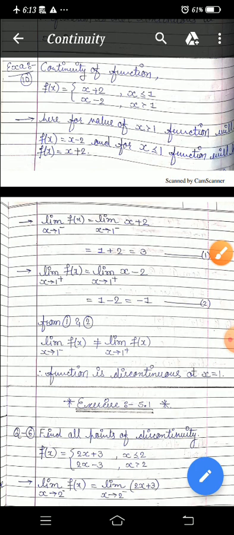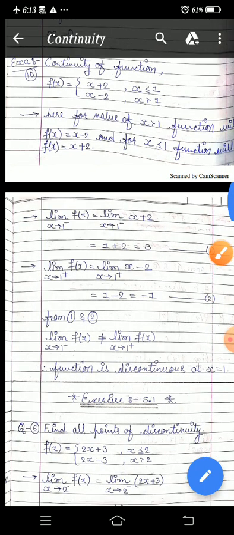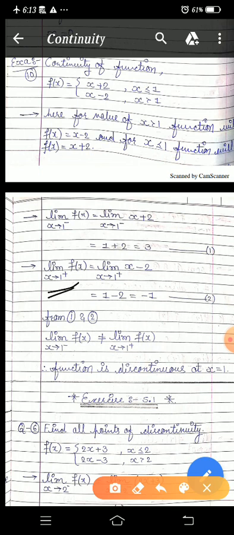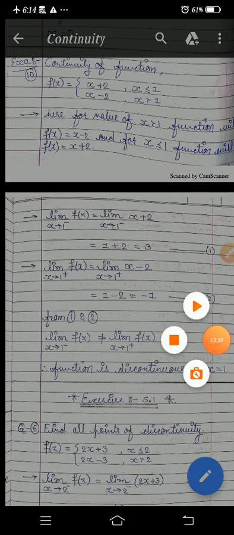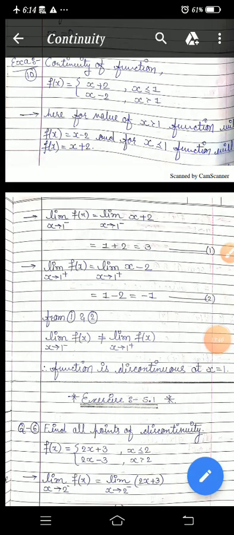Now the right hand side limit is indicated by limit x tends to 1 plus f of x. 1 plus means the right hand side limit at the point 1, so the value of x will be greater than 1, and for values greater than 1 the function is x minus 2. So here we need to put the function as x minus 2. By putting the value of x, it will be 1 minus 2, which is minus 1. That will be equation number 2.